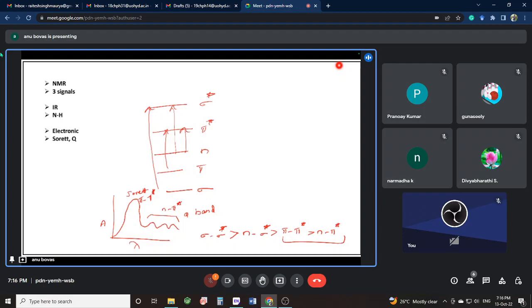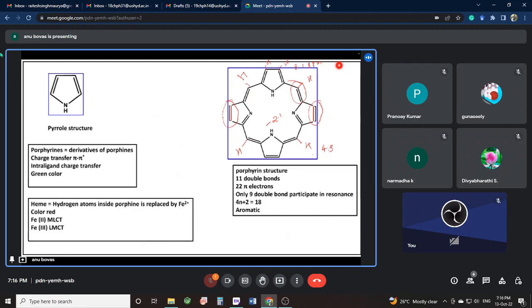Now, what will happen to our porphyrin ring in presence of acid and in presence of base? In presence of acid, H plus will come here, and we will get dication porphyrin ring. In presence of base, this hydrogen will be removed, and we will get dianion porphyrin. And when dianion porphyrin ring is interacting with metal, we will get metalloporphyrin.